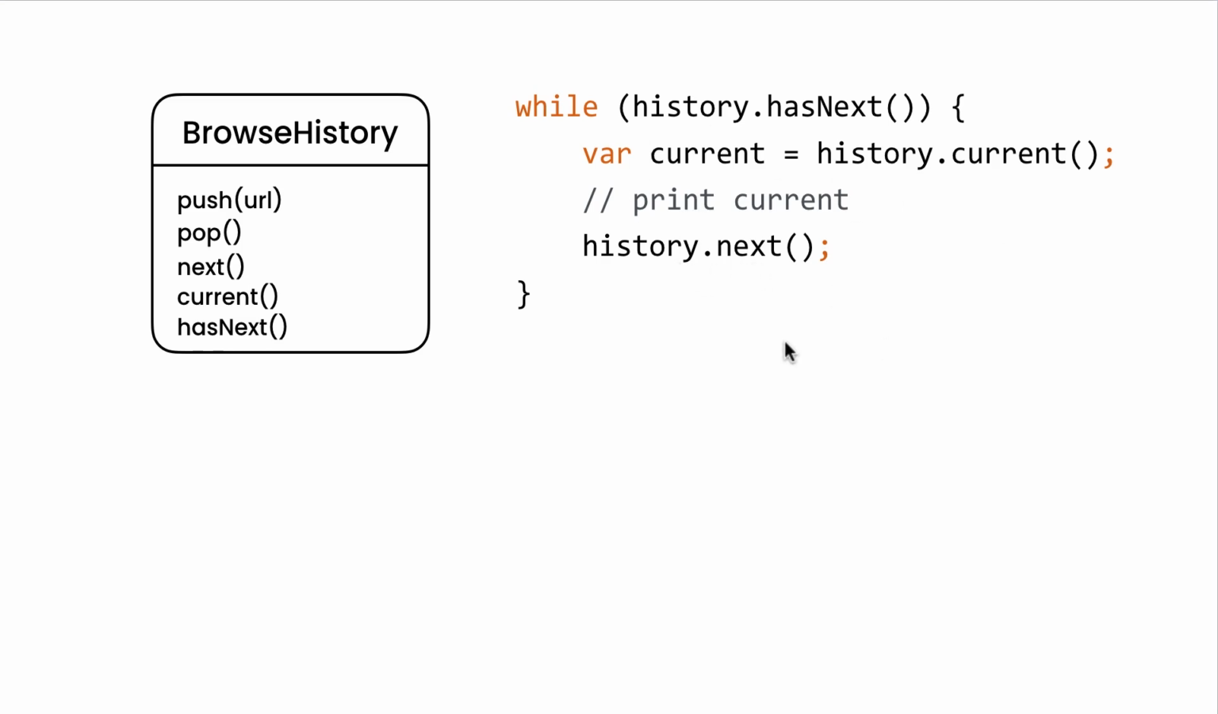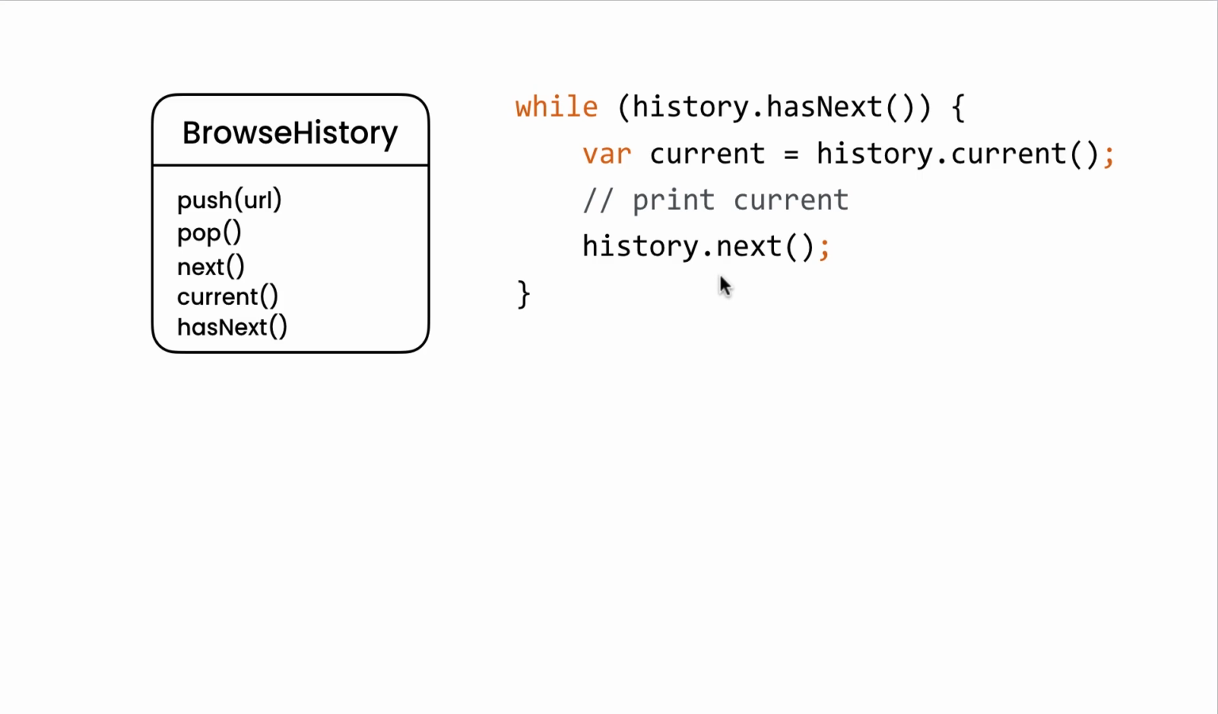So with this structure, we don't know the internal representation of the history object. Whether it uses a list or an array or a stack, it doesn't matter. The hasNext method returns a Boolean, the current method returns a string, and the next method returns void. So we don't know what that internal data structure is. We're telling the history object, hey, give me another item, give me another item. So we keep asking that until there are no more items to visit.